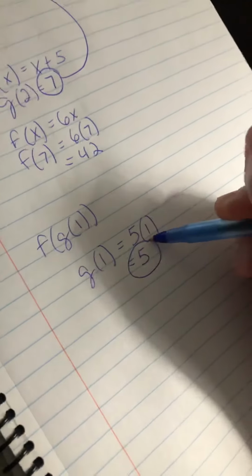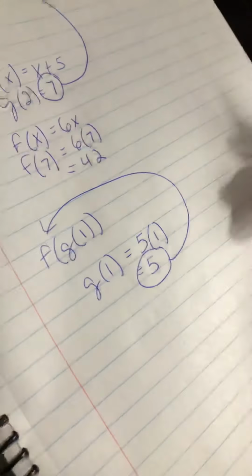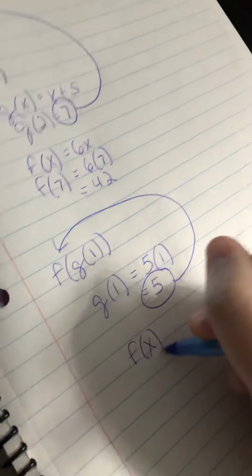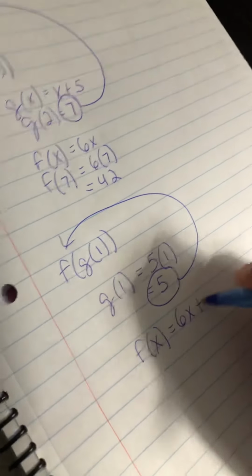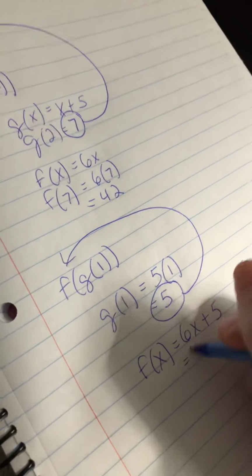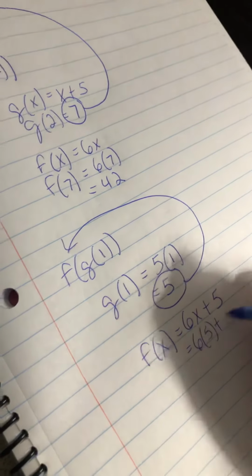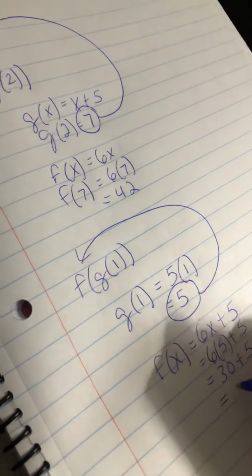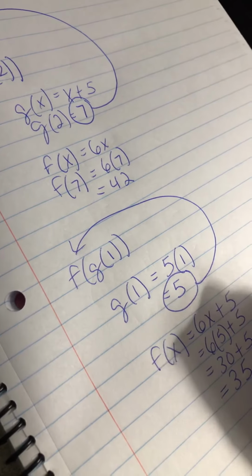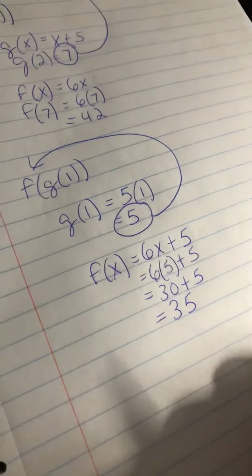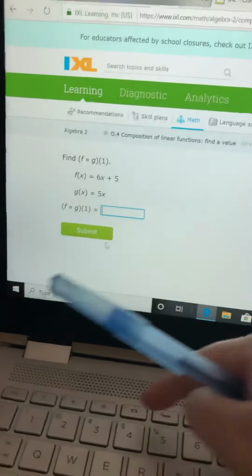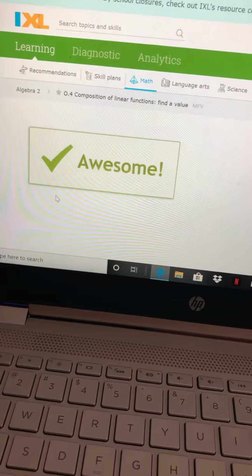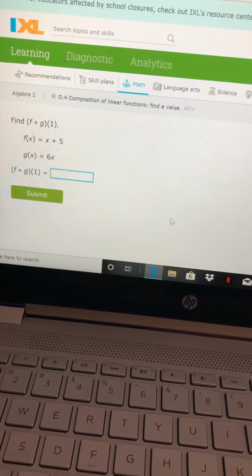I take my answer and plug it into the other function, the f function. So f of x equals 6x plus 5. That's going to be 6 times 5 plus 5. That's 30 plus 5, which is 35. So 35 is my final answer here. And that's how you do this one.